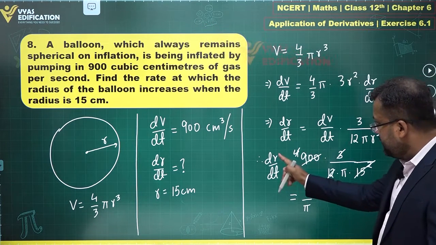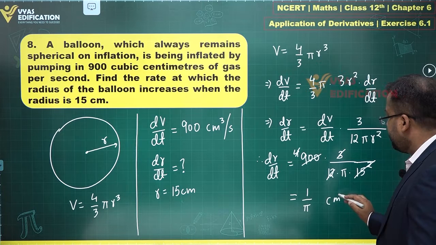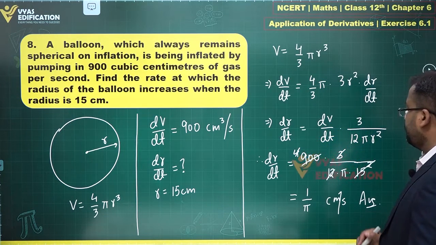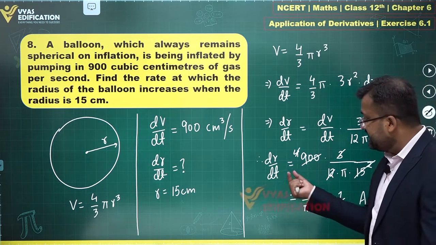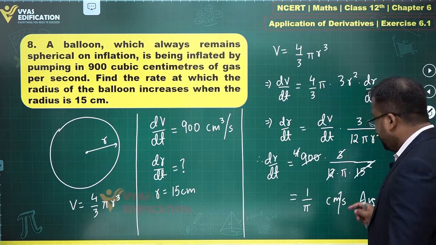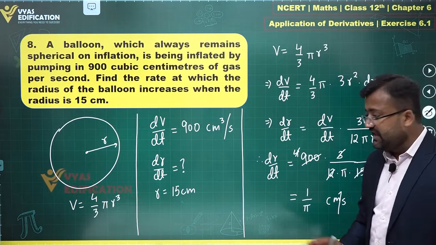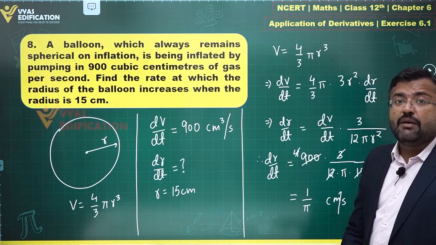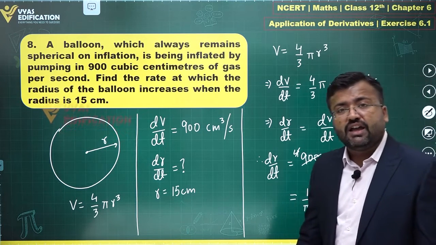The final answer will be in terms of centimeter per second. That is the unit for this question over here, right? Radius is measured in centimeter, time is measured in seconds, so centimeter per second will be the final unit of this. 1 upon pi. If you are asked to find the approximate value of 1 upon pi, what will you do?